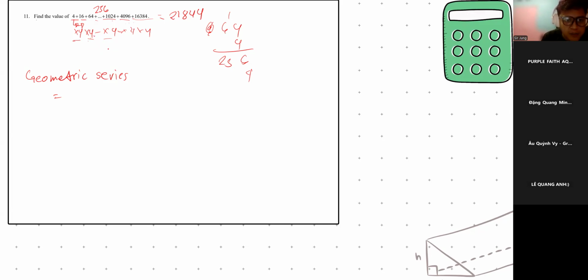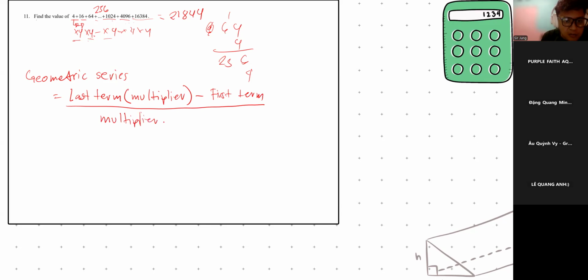So how do we solve for the sum of a geometric series? To solve for the sum of a geometric series, we need to use the last term times the multiplier, minus the first term, all over the multiplier minus 1. Okay? And that should be the formula for you to be able to get the sum of a geometric series or geometric sequence. Okay? So 16384 times 4 minus 4 all over 4 minus 1.